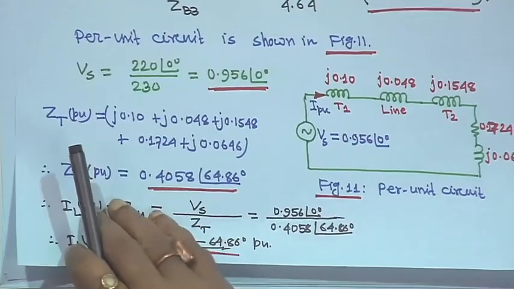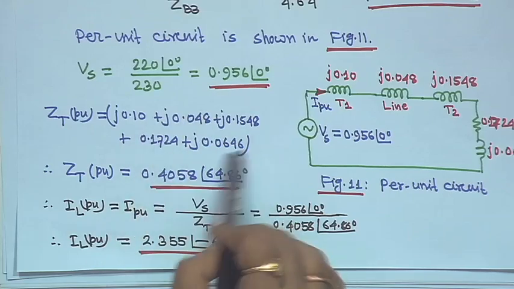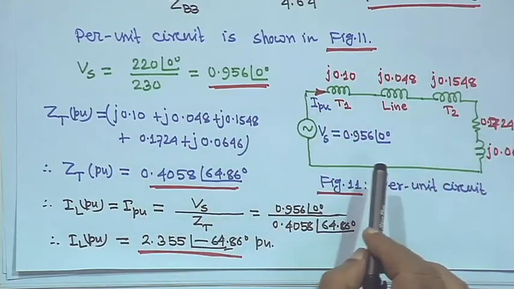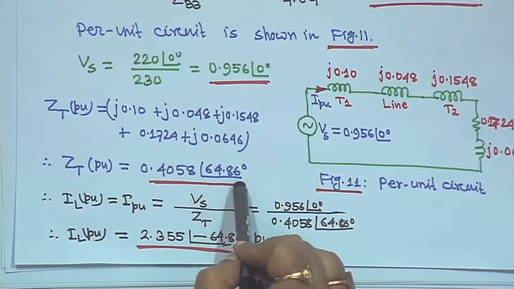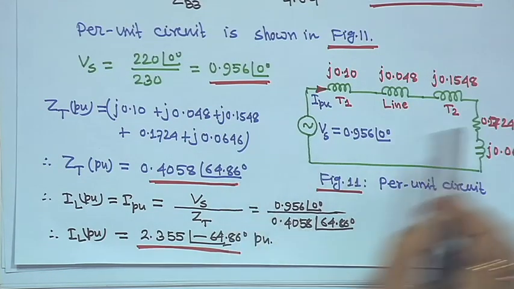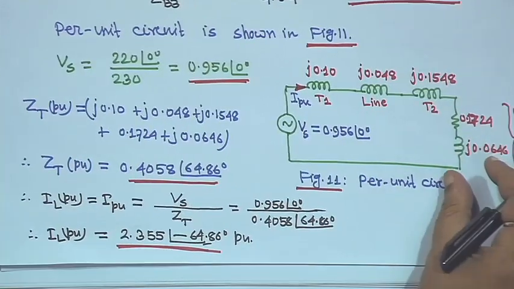Therefore, the total per unit impedance ZTPU, when you sum it all up, becomes 0.4058 angle 64.86 degree.